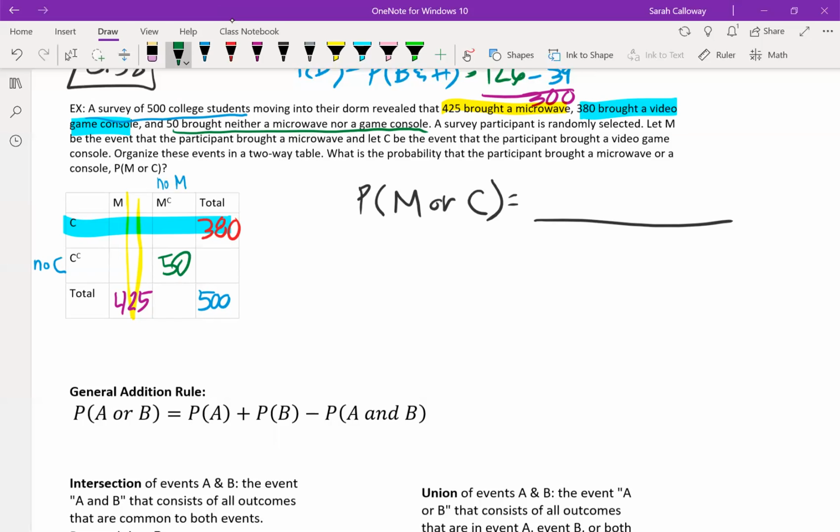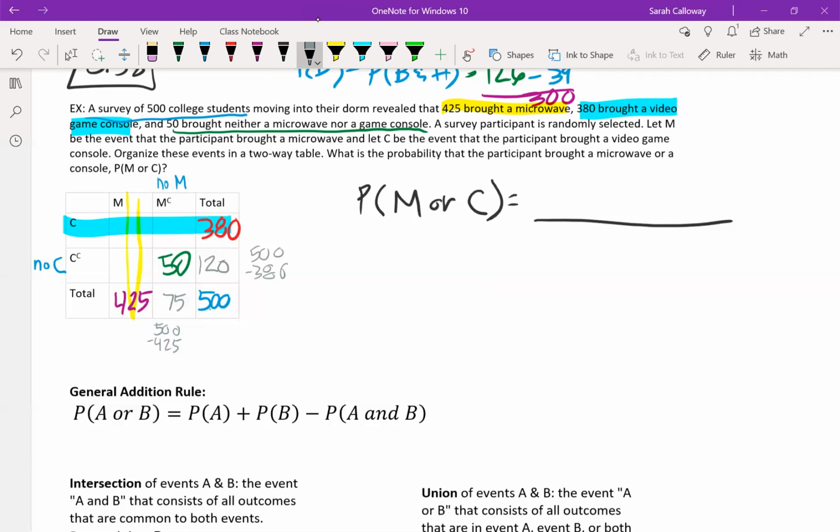So what I need to do now is figure out what the values are for each of the missing pieces. I'm going to start with the totals. If the total of 380 plus something is 500, I'm going to do 500 minus 380 to find this value here. So that means that 120 people did not bring a video game console. I'm going to do the same thing here. If I subtract 500 minus 425, that's going to tell me how many people did not bring a microwave. And so that's 75 people.